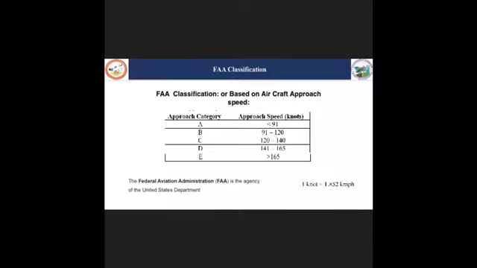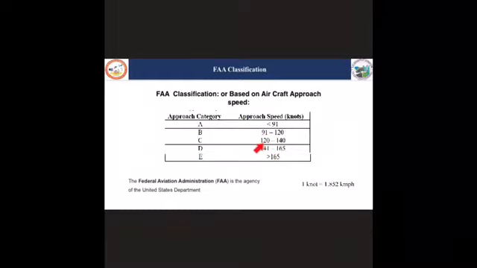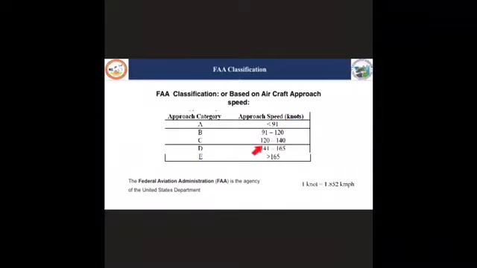The second classification is given by the FAA. FAA stands for the Federal Aviation Administration, an agency of the United States Department. It has given the airport classification as per the FAA. Airports can be classified as category A, B, C, D and E. Here the classification is based upon the aircraft approach speed. That approach speed is given in terms of knots, where 1 knot is equivalent to 1.852 kmph.